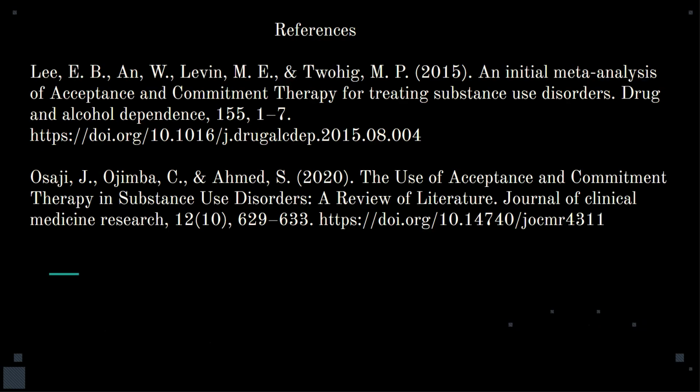And then there's a couple of the references from the ACT that we chose. That is all.